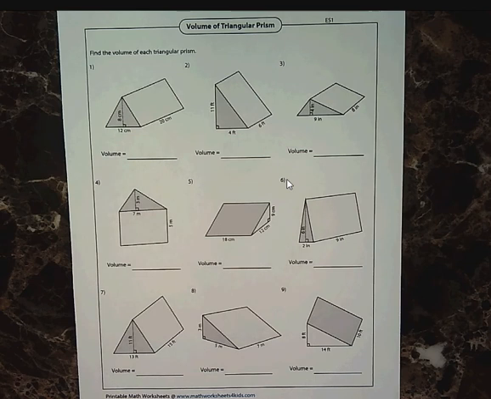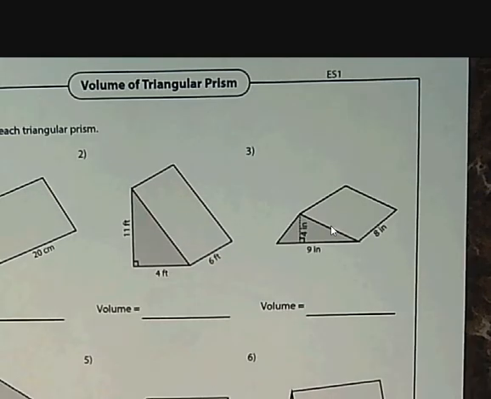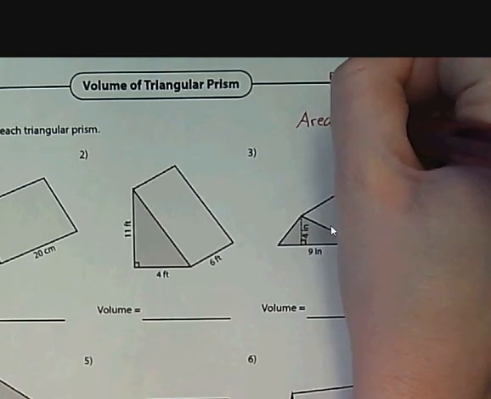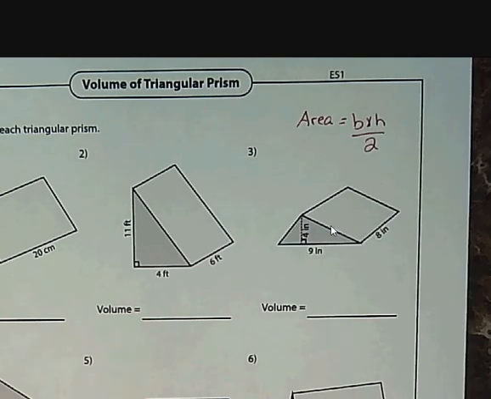So I know you guys did the volume of rectangular prisms the other day, but today we're talking about triangular prisms. The volume of triangular prisms is actually pretty easy to do, as long as you remember how to do the area of a triangle. Let's do a quick review. To find the area of a triangle, we want to do the base times height divided by 2.